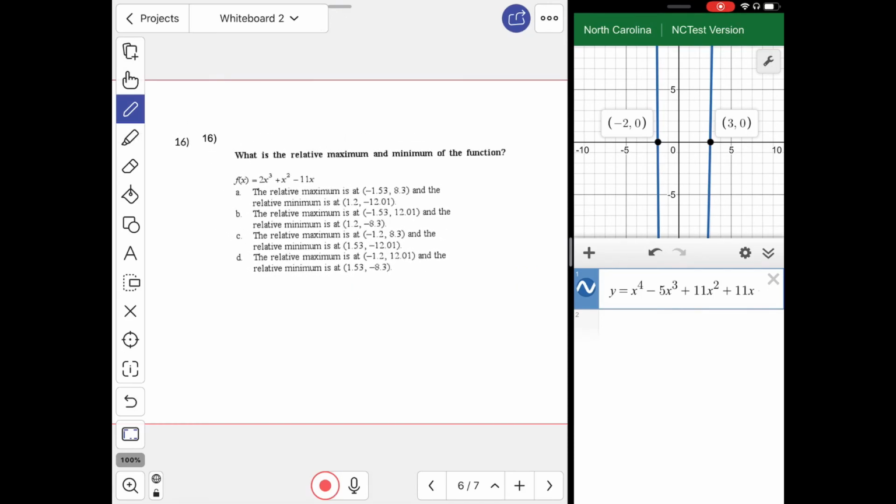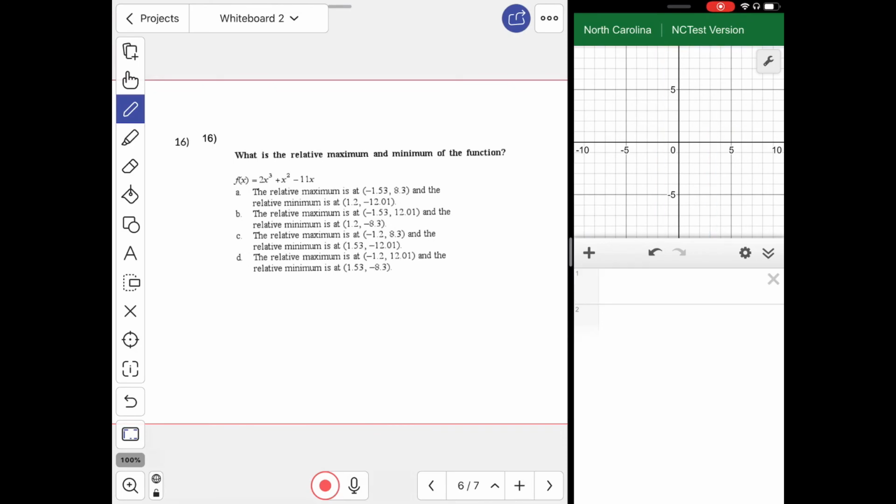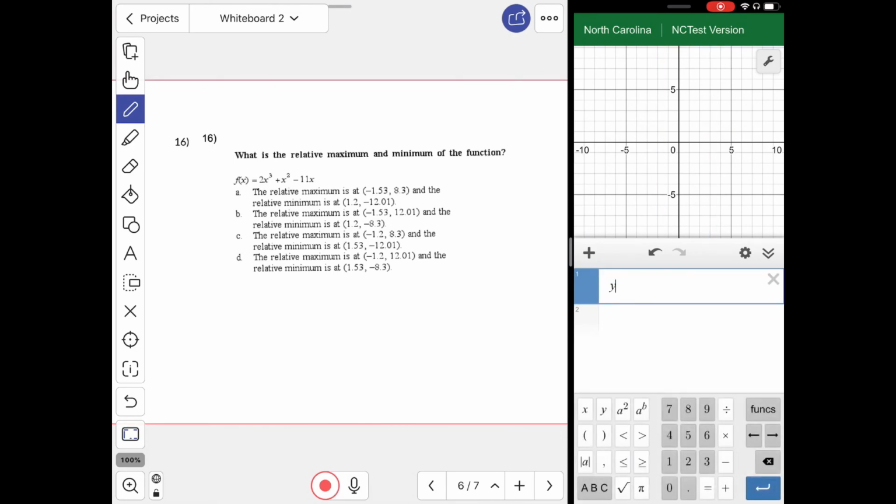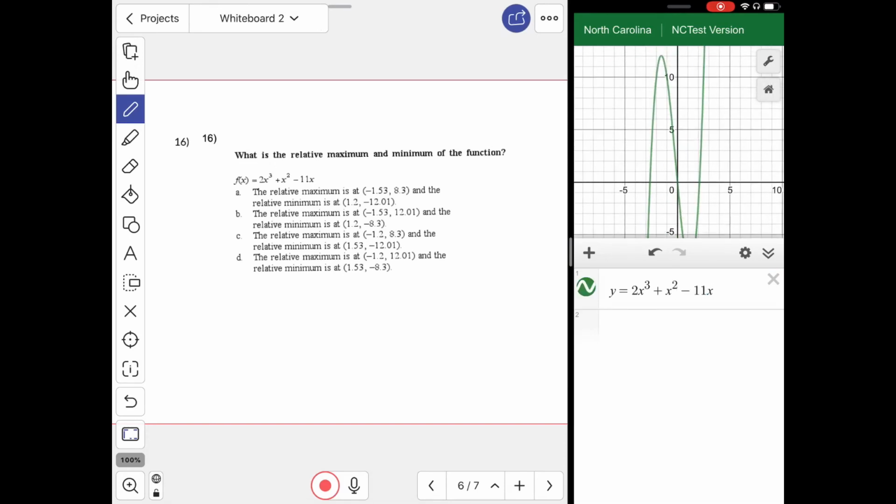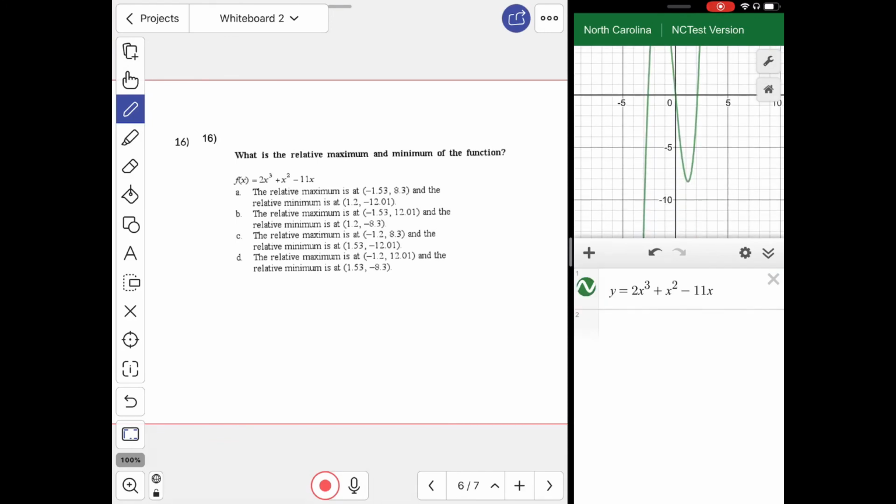All right, so then it's talking about maximum minimums. Now, yes, this is a topic from way back when we first started the class, but you should be able to determine maximum minimums looking at it graphically. So when I'm looking at this problem, I should see that I have a maximum here. Remember, maximum is a hill, and I have a minimum here. Remember, minimum is a valley.